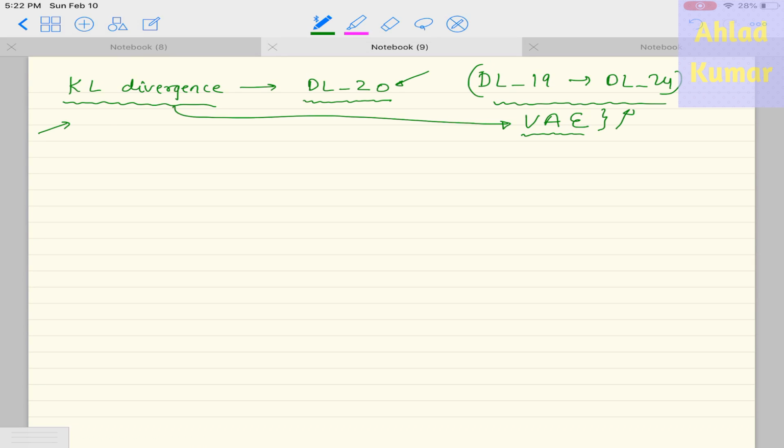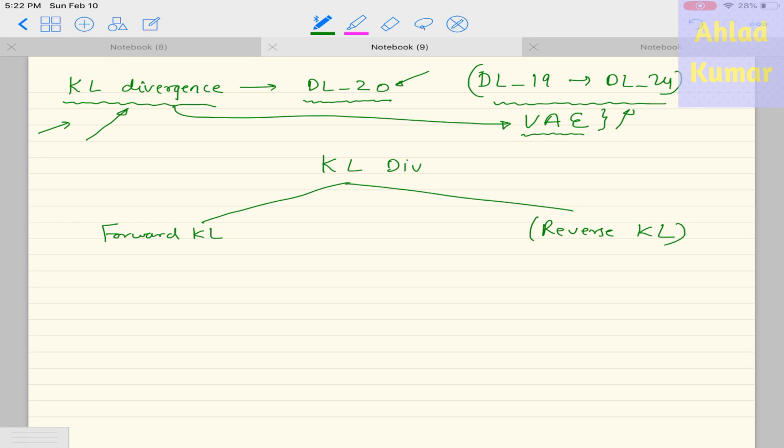Now what I have not discussed in that lecture, I will discuss here. KL divergence has two different forms: one is forward KL and the other is reverse KL. If you have two probability density functions, let us say P and Q, here P is the unknown probability density function which you want to approximate through Q, which we take as a normal distribution for simplicity. So Q we know and P is unknown, and we are trying to approximate P using Q.